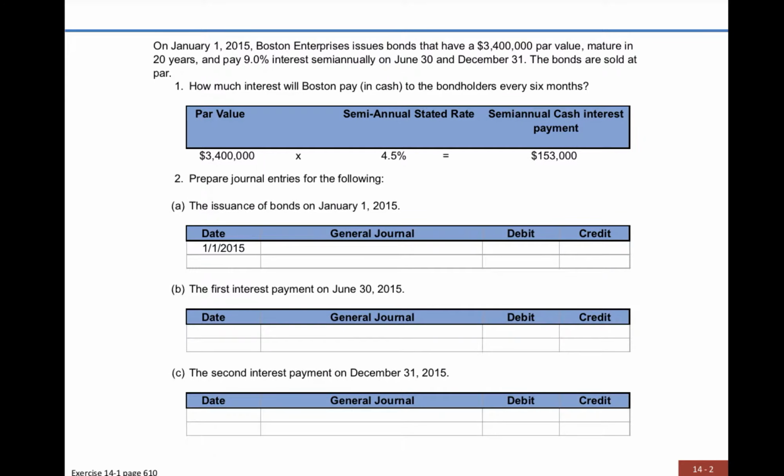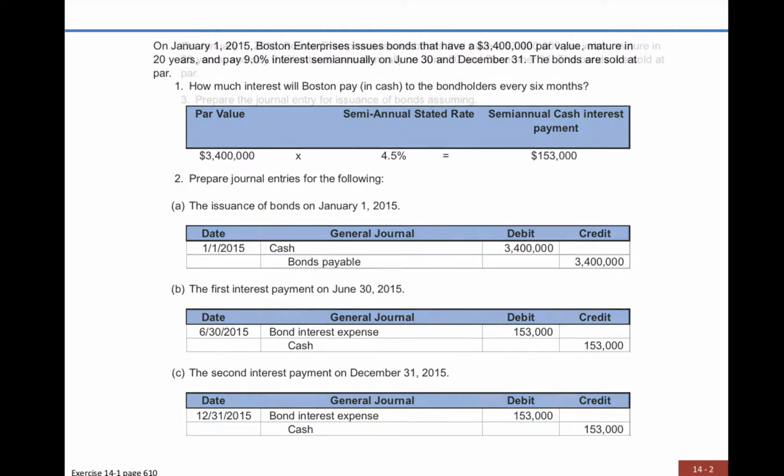Journal entries for the following: issuance of the bonds on January 1st, 2015. Okay, so at that point, it's just going to be essentially the par value going in as cash to us and as long-term liability in the account bonds payable for the same amount. First interest payment, we already calculated it up there of $153,000, so we'll put that in there. Just debit to bond interest expense, credit to cash, and then the same thing for the second interest payment, only difference being the date there.